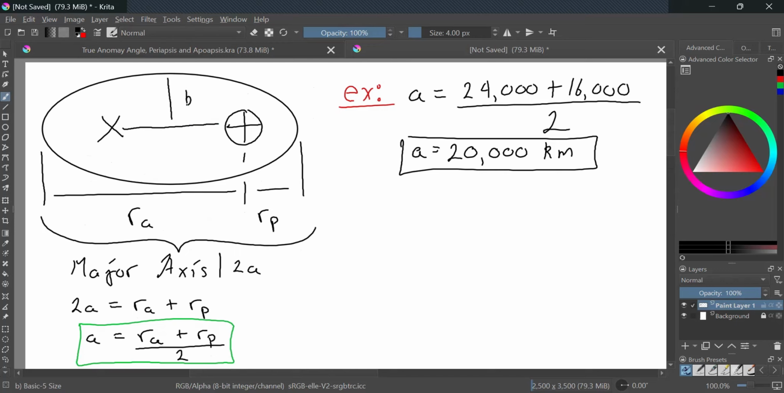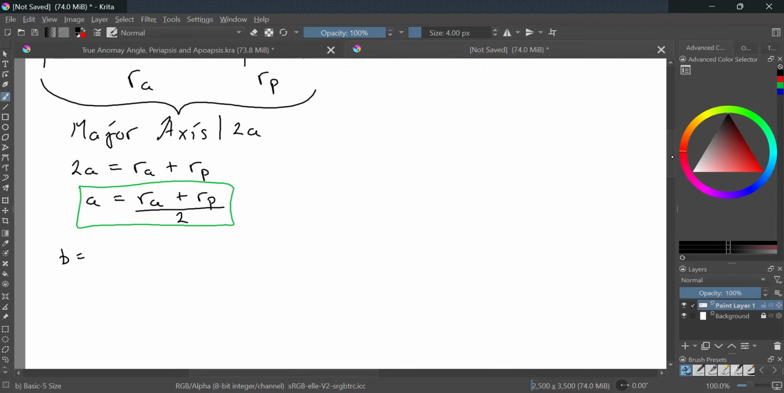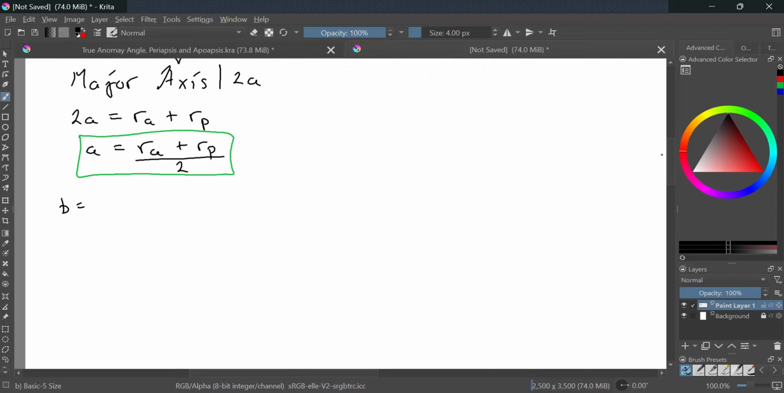Oh, good grief, I cannot draw. I cannot write. Let me try this again. You know what? Good enough. That is the semi-minor axis, and that is denoted as B. And geometrically, that is going to be our semi-major axis.